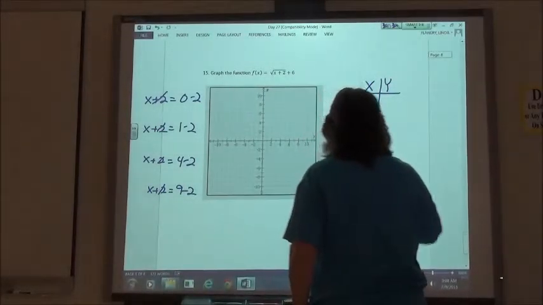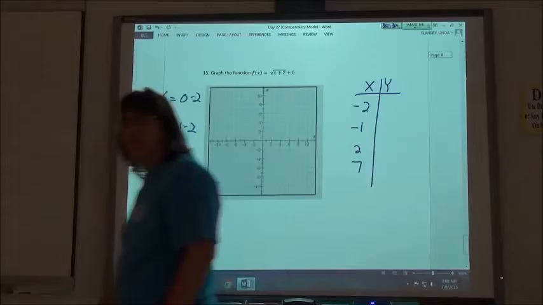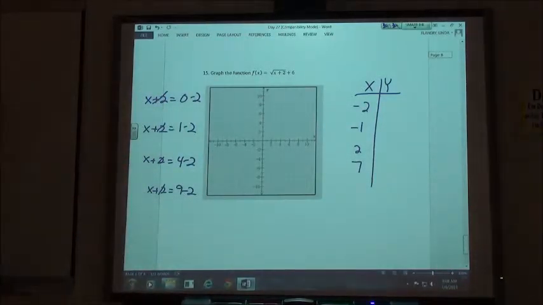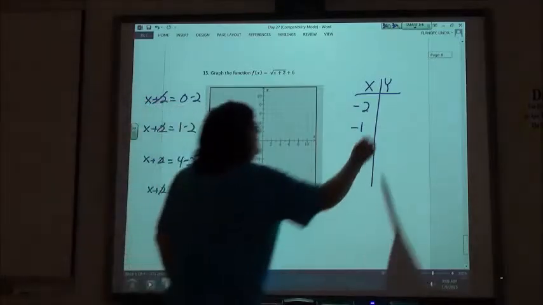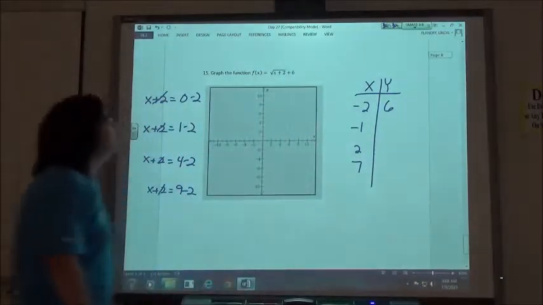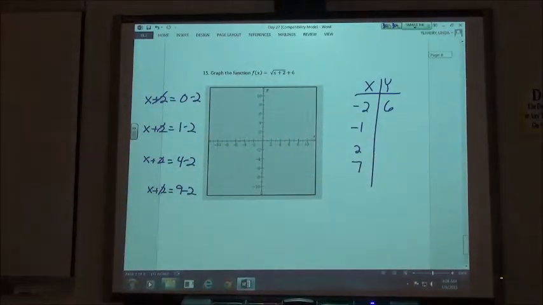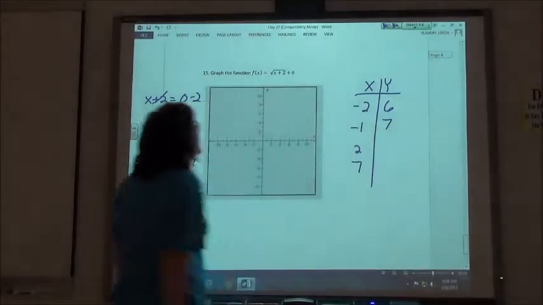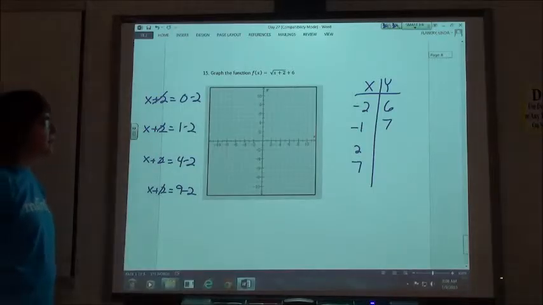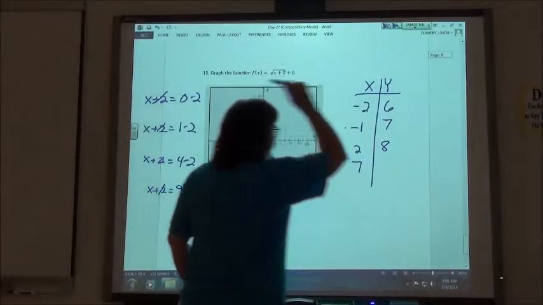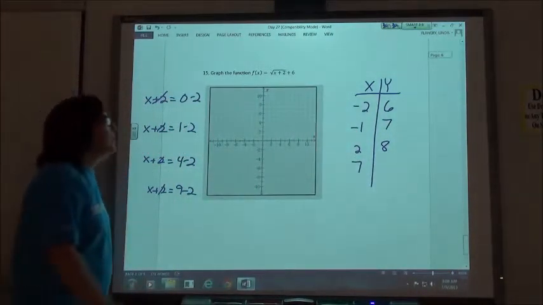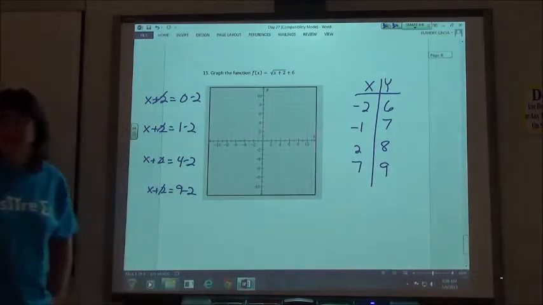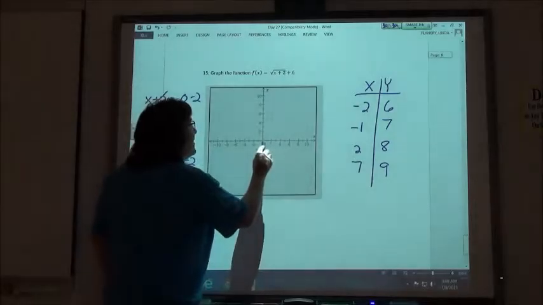-2, -1, 2, and 7. So if we put -2 in for x, our y value is going to be 0 plus 6 is 6. If we put our -1 in for x, we get 7. If we put our 2 in for x, we get 8. And if we put our 7 in for x, 3 plus 6 gives us 9. So we get all nice, easy numbers to work with that we can plot.